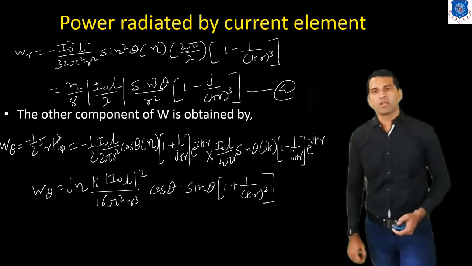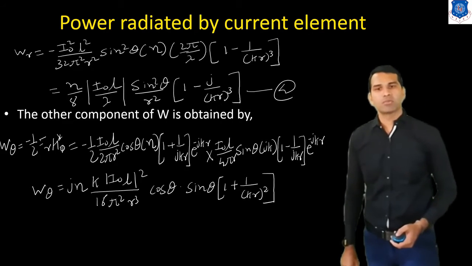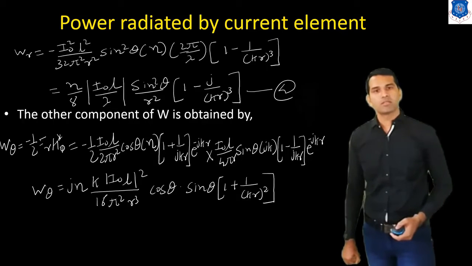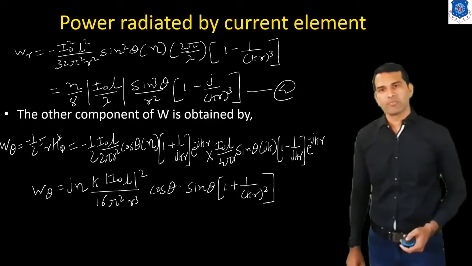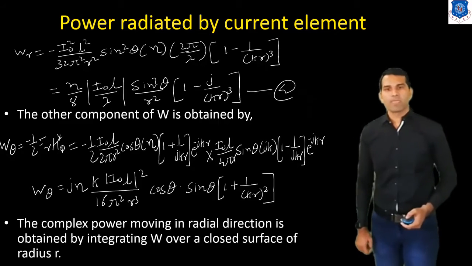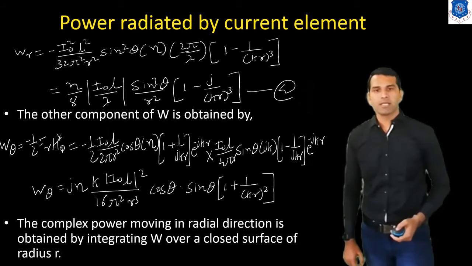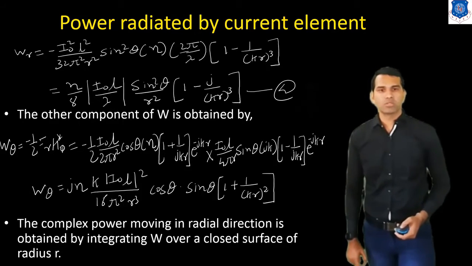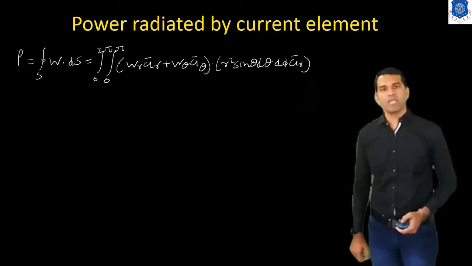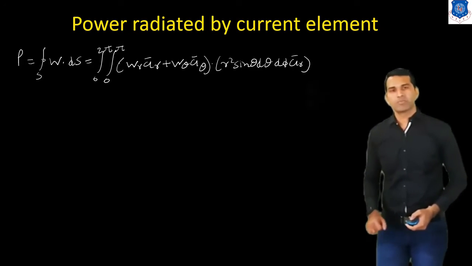We get W_θ = jηk I0 L² / (16 π² R³) cos θ sin θ (1 + 1/(kR)²). So this is the value for W_θ. The complex power moving in the radial direction is obtained by integrating W over a closed surface of radius R. So we can write the equation for the power P as the integration of W dot ds. This is the spherical integration.